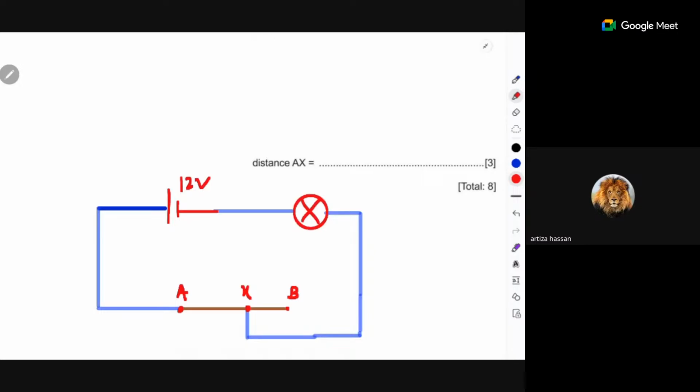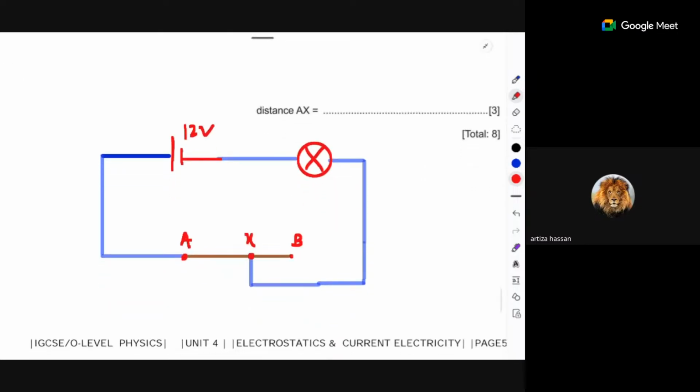Now see, what is the problem? We have to find out the resistance. The resistance of the lamp is given to you as 4.0 ohm. Now you have to calculate what should be the total resistance of the circuit to have a current of 1.5 ampere, with the help of the 12-volt battery.